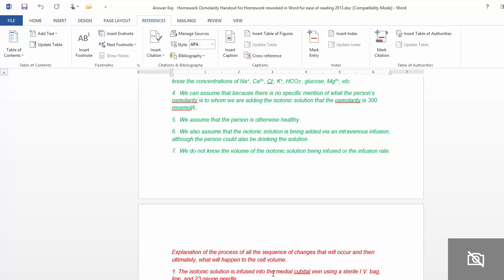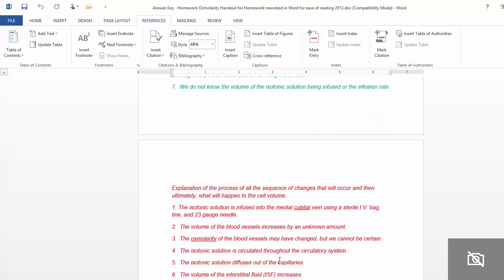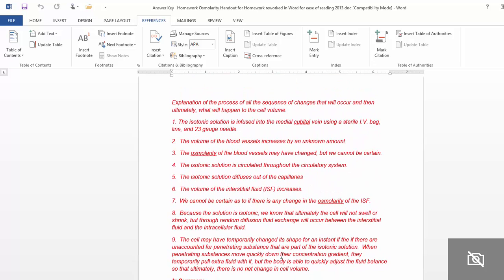Then you have an explanation of the process in red. I do the same thing for the second problem, and then the third problem, you're on your own, because I want you to struggle with it. All right. Explanation of the process. So I like to think very methodically. So if I'm doing this experiment, how would I do it?